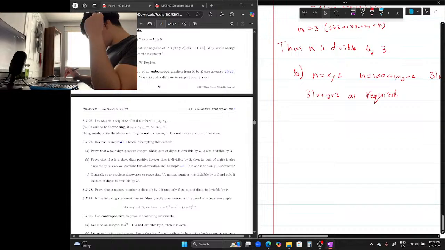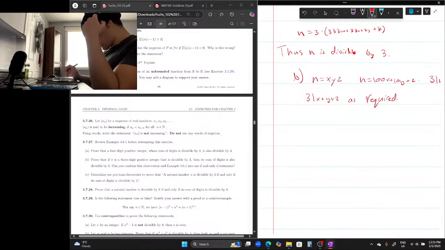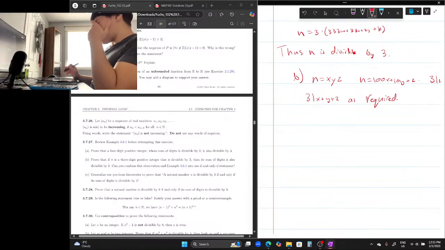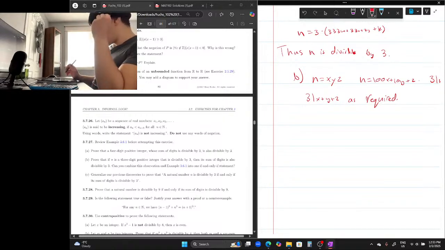Can you combine this observation? So yeah, again, this is the same thing. I'm not trying to write that, but you can just say if n is a 3-digit integer, then it is divisible by 3 if and only if the sum of its digits is divisible by 3.